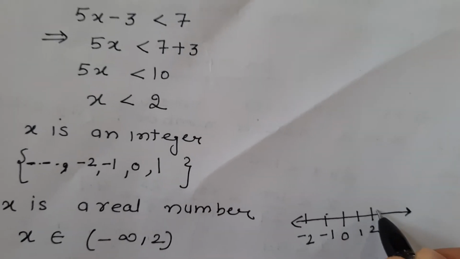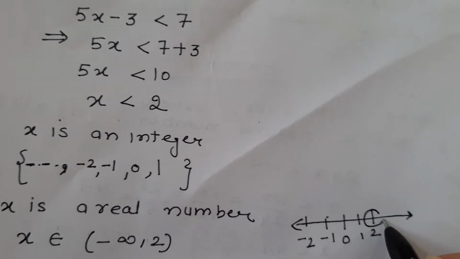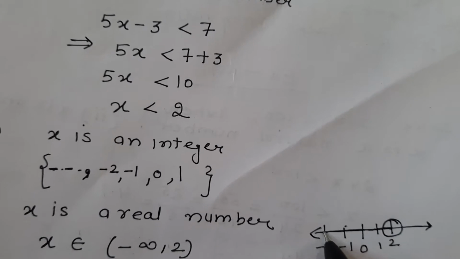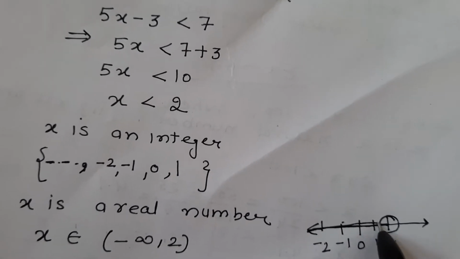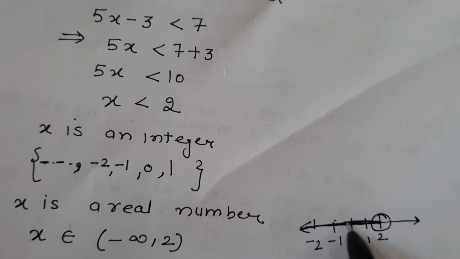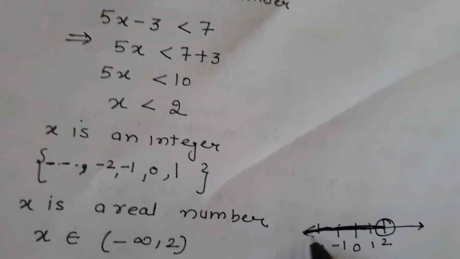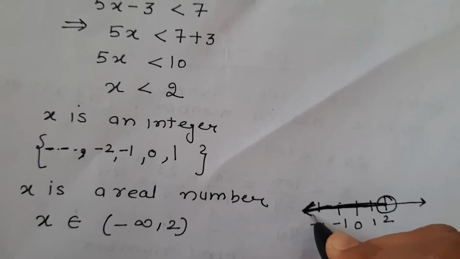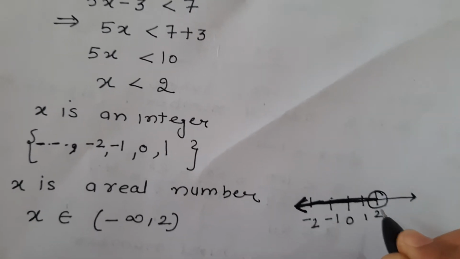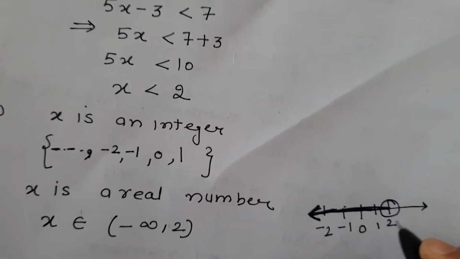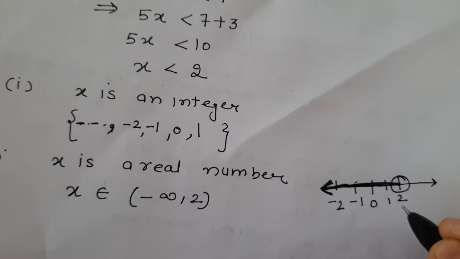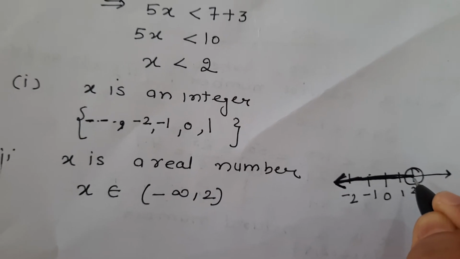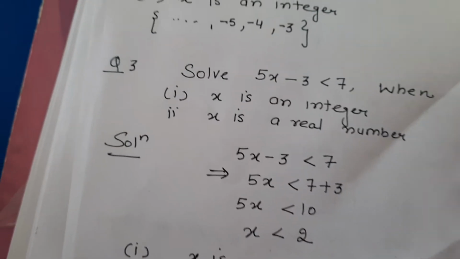Now for real numbers less than 2, we have an open circle here. All the real numbers which are less than 2, I am shading this portion, right? That means this arrow will also be included. Less than 2, but 2 is not included. That's why I have taken the open circle at 2. So what is your answer? Minus infinity to 2. I think this is clear to everyone.